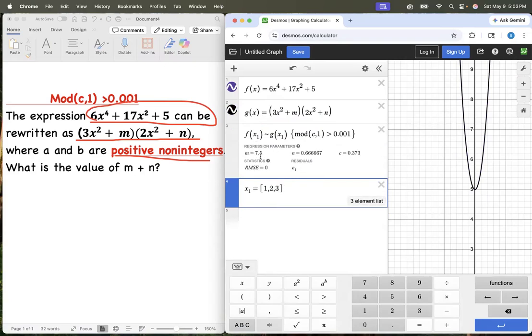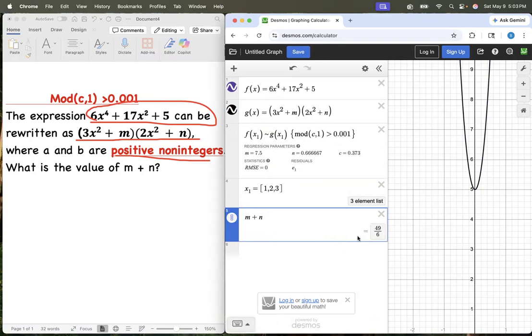And we have m is equal to 7.4, n is equal to what? 0.0666. The question asks you for m plus n. And you get this answer in fraction form: you get 49 over 6. You can solve this by hand, but it takes a while. Desmos helps you. Now the two equations are one.